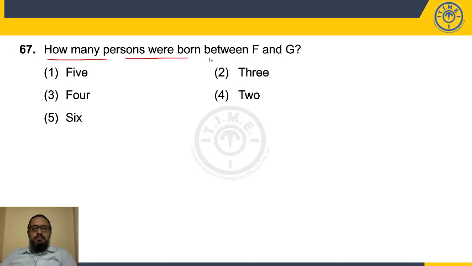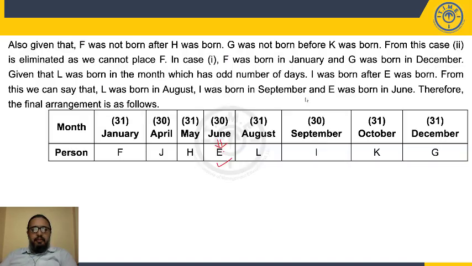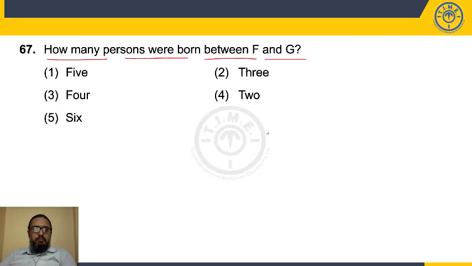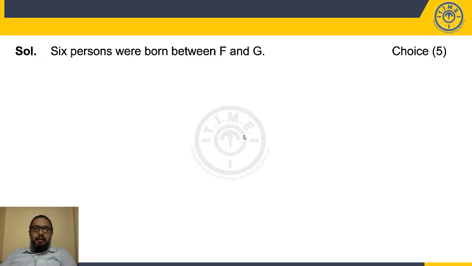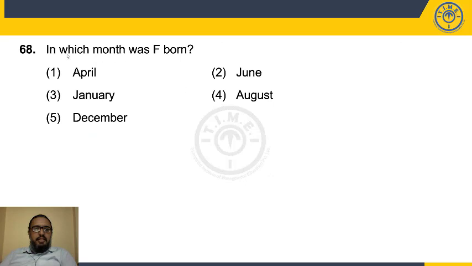How many persons were born between F and G? Now F was born in January, G was born in December. So first month and last month. So in between you will have 6 people. So it is choice 5. Correct? Next, in which month was F born? So we just checked. It is January. Third option.